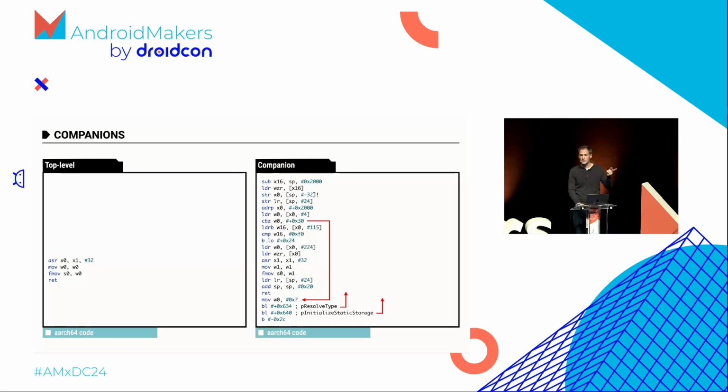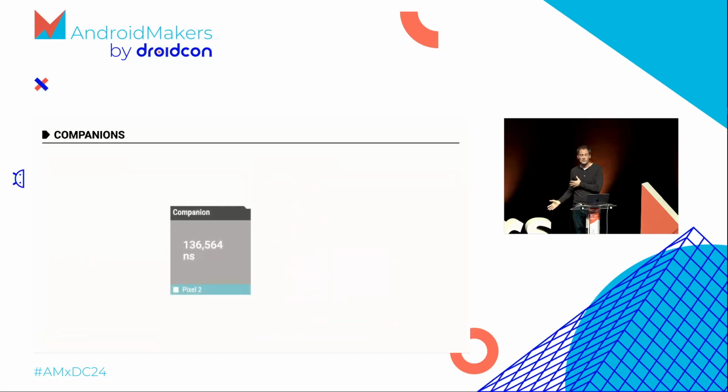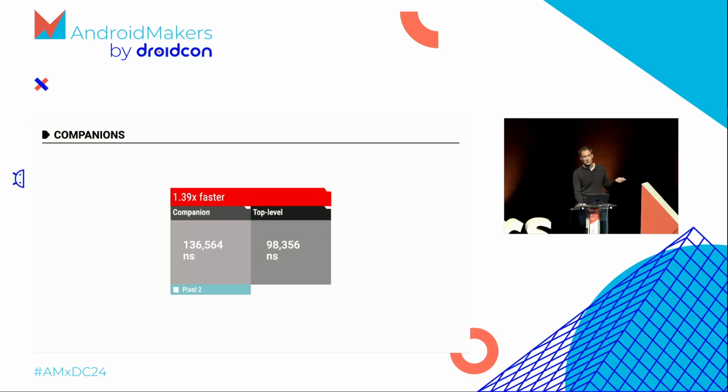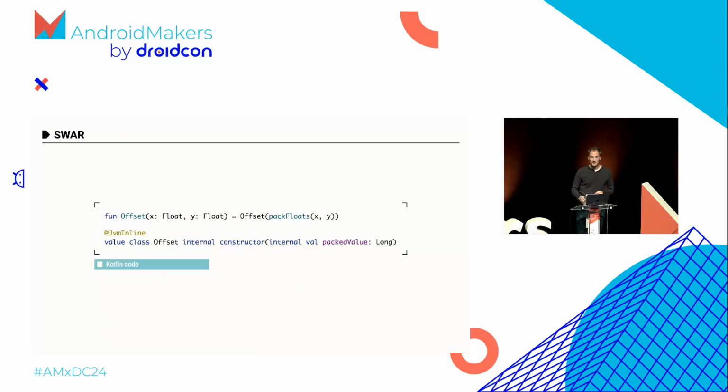And it goes back to what we were saying just earlier, right? Those are instructions that we're going to execute on top of adding more code, but adding more code is going to put more pressure on the CPU cache, and it's going to be slower. And so by making sure the function is a top-level function instead of a companion object function, we go from 136,000 nanoseconds on the Pixel 2 down to less than 100. So once again, we're going 1.4 times faster by just doing that. It's basically free.